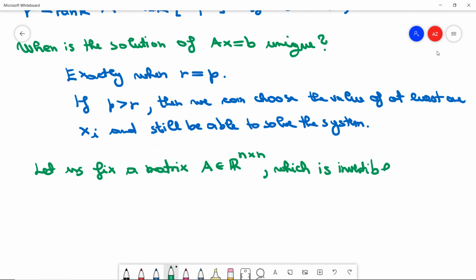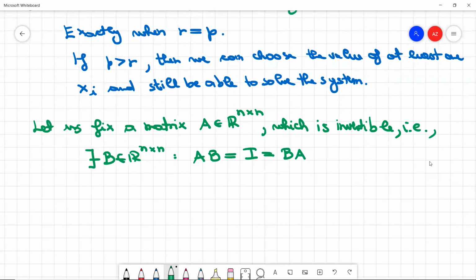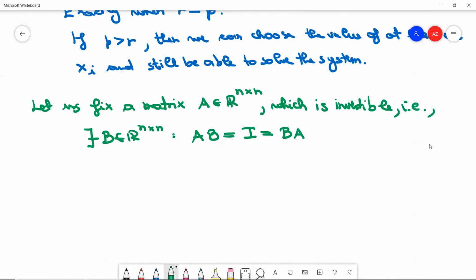That means that there exists a matrix B of the same size such that AB is identity, and it turns out that then also BA is identity. And it turns out it's an easy calculation to show that this B is unique. We can do it as the first proof in this course. So let's prove the first proposition.